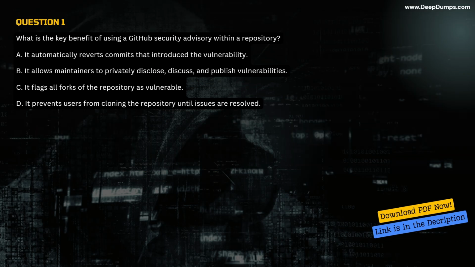Question 1. What is the key benefit of using a GitHub security advisory within a repository? A. It automatically reverts commits that introduce the vulnerability. B. It allows maintainers to privately disclose, discuss, and publish vulnerabilities. C. It flags all forks of the repository as vulnerable. D. It prevents users from cloning the repository until issues are resolved. Correct answer B. It allows maintainers to privately disclose, discuss, and publish vulnerabilities.